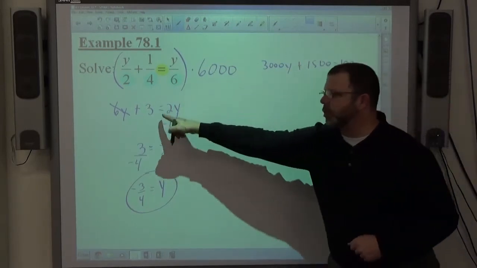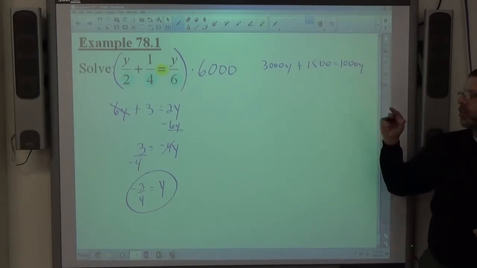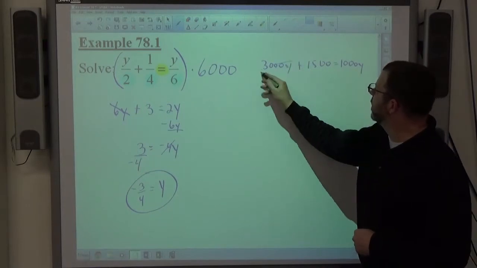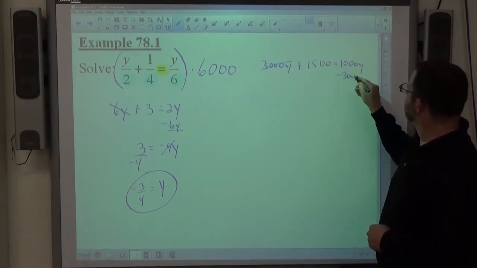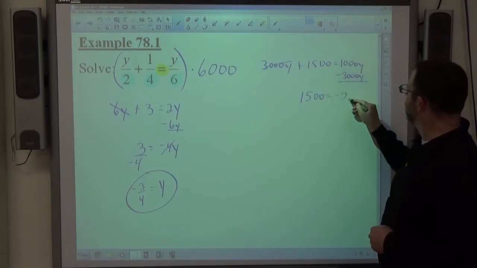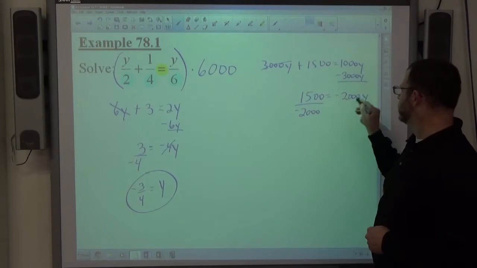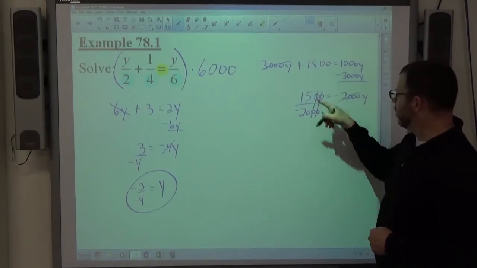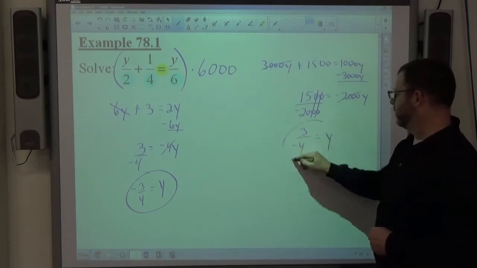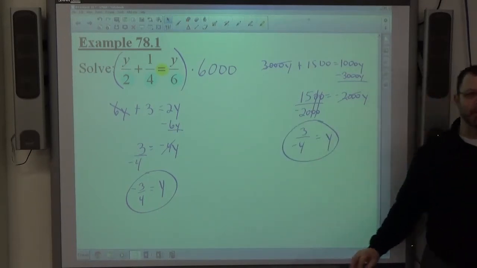Okay, this equation obviously is not the same as that equation, right? You get the same answer. Well, you should get the same answer based on the principles at work. So if I take this 3,000y over here and subtract, you get 1,500 is equal to negative 2,000y. Divide by negative 2,000. Reduce, zeros cancel. 15 and 20 both divide by 5. Same result.